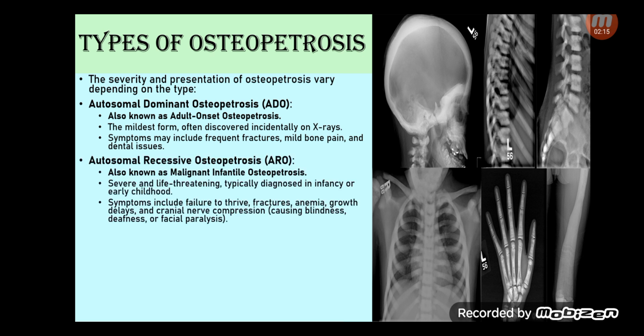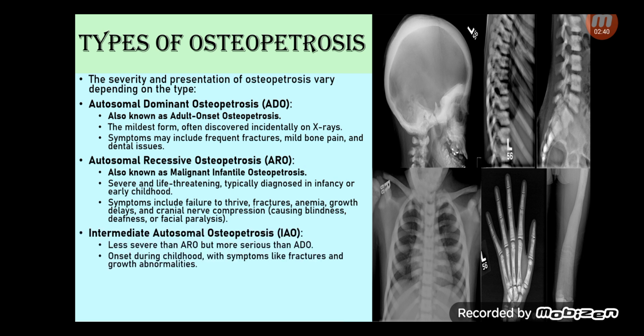Next type of osteopetrosis we have is autosomal recessive osteopetrosis. It is also known as malignant infantile osteopetrosis. It is severe and life-threatening, typically diagnosed in infancy or early childhood. Symptoms include failure to thrive, fractures, anemia, growth delays, and cranial nerve compression, causing blindness, deafness, or facial paralysis.